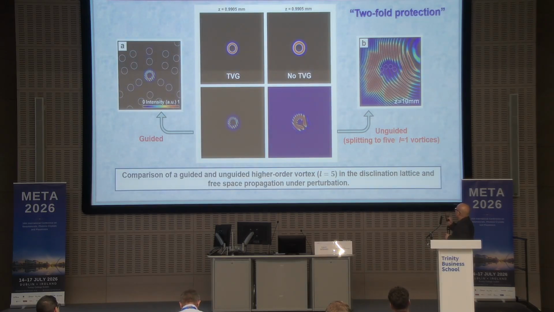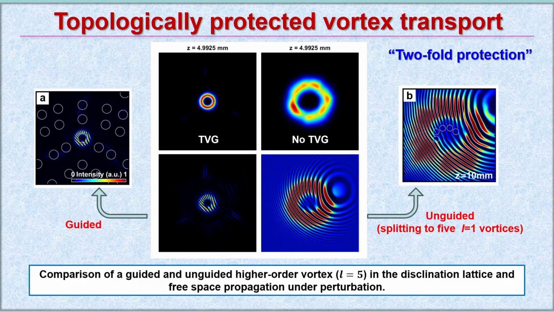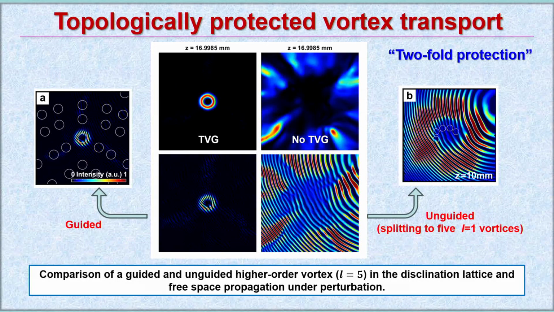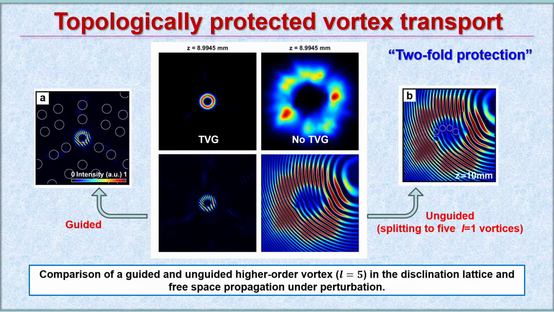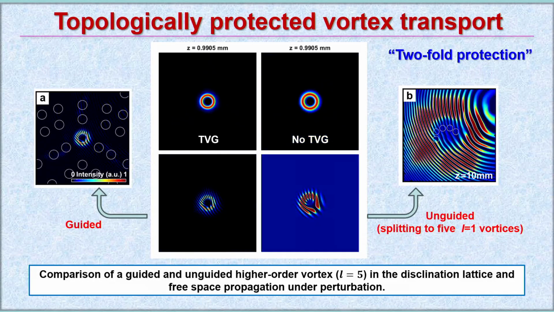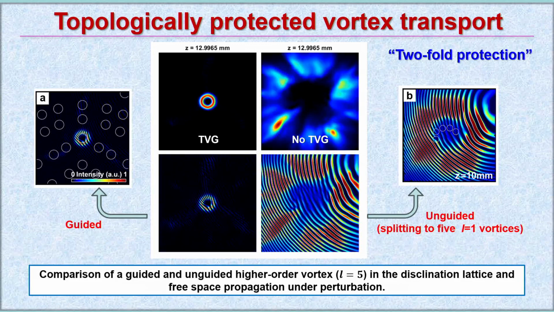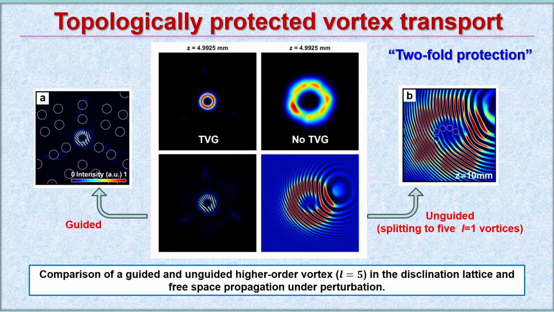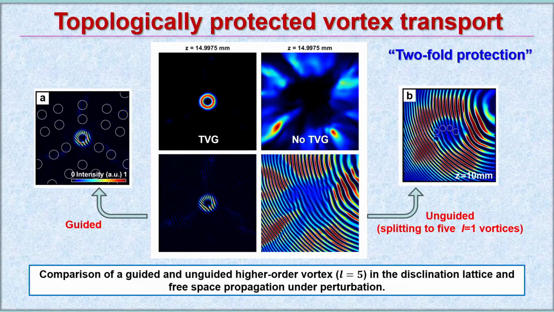Let me see whether I can play this. This is a movie. You can see here's the difference. If you send a charge 5 vortex as input, the vortex is going to diverge dramatically. But if you send it to the topological disclination defect, it's like you have a vortex guide. It can remain guided, the intensity profile remains a single donut, and the singularity also stays there. So that's angular momentum transport by topological principle.